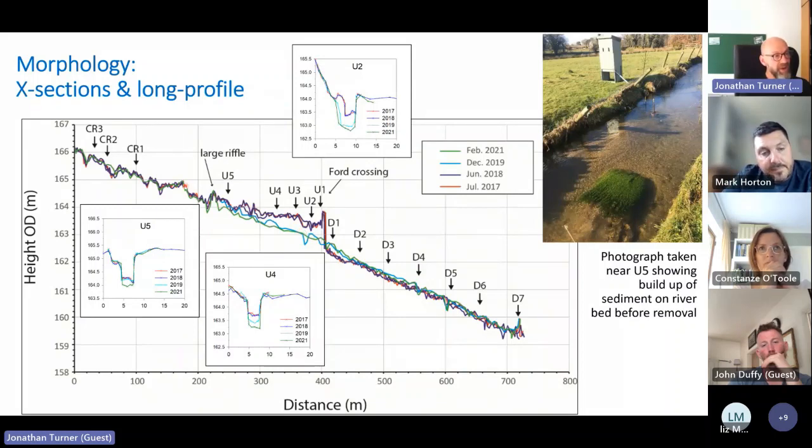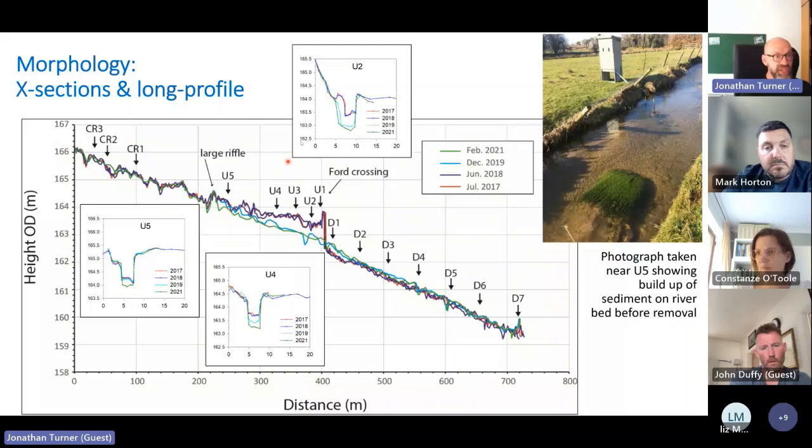But very importantly, there is not a great deal of difference in the control reach. There are some local slight changes to the riverbed, which you might expect when you have an alluvial bed, but nothing of the order of magnitude that you're seeing where the barrier structure was. And that's very evident also in the cross sections.